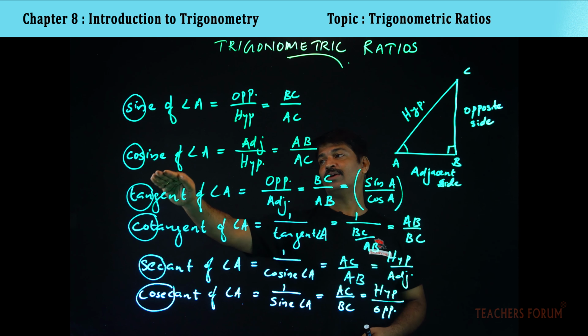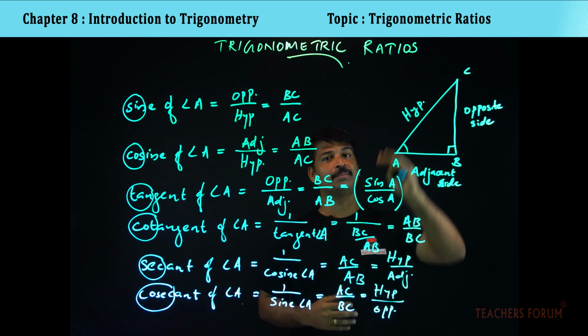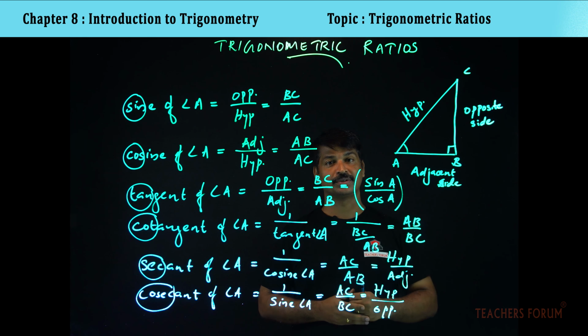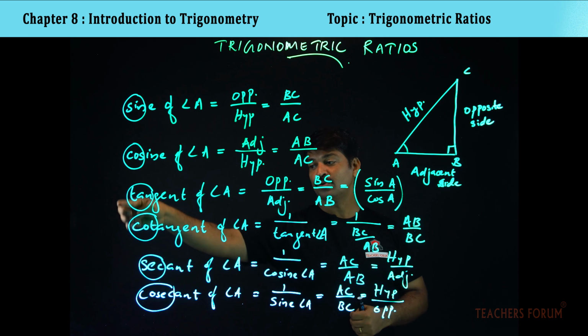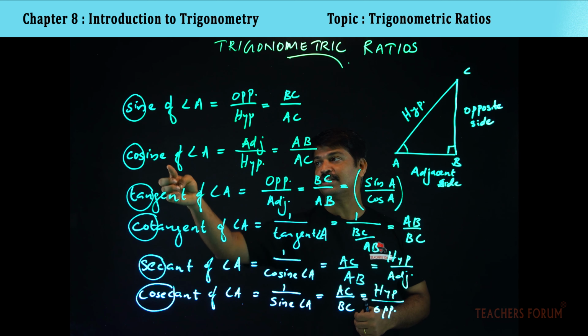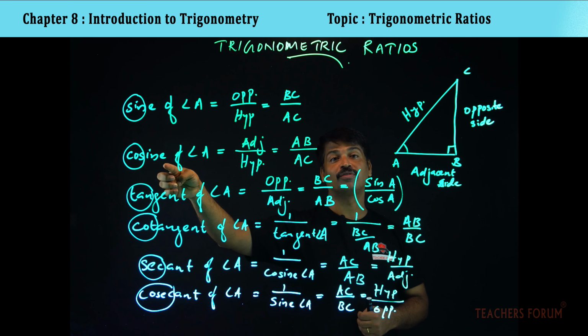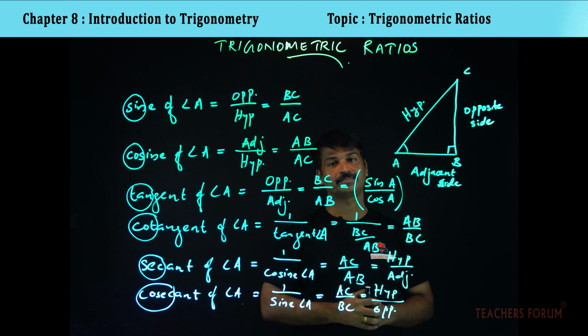Okay. Now let us see what is cos A. Cos A is adjacent side by hypotenuse. Adjacent side by hypotenuse. So if you know cos, you can find out sec. What is sec? Sec is the reciprocal of cos. So sec A is the reciprocal of cos A. That is hypotenuse by adjacent side.